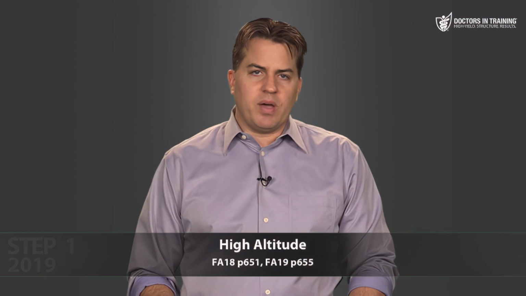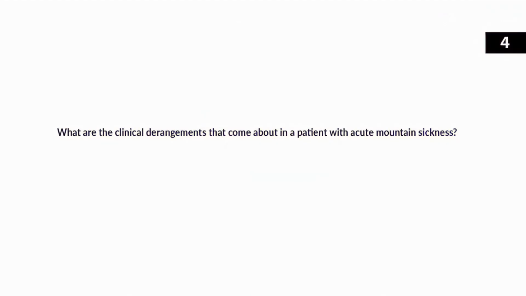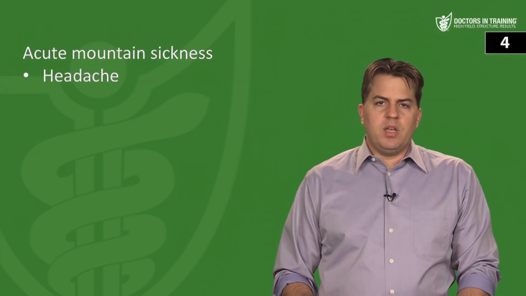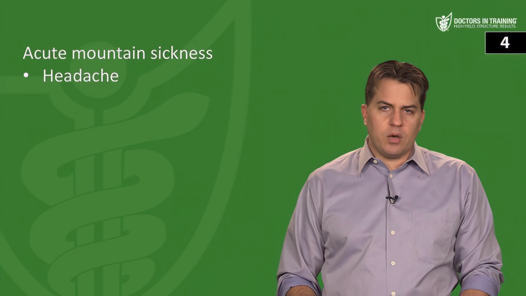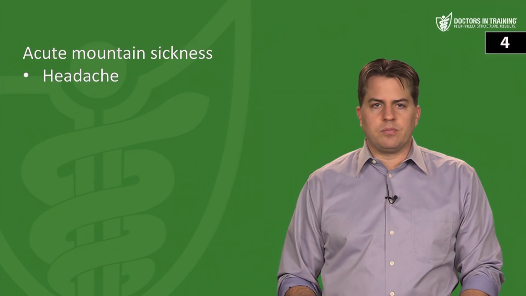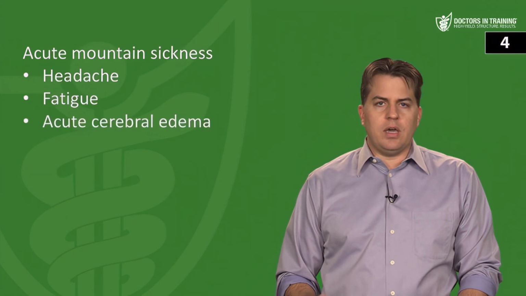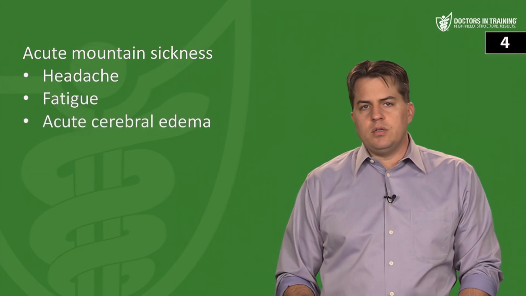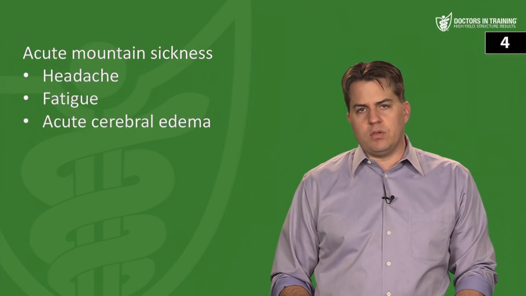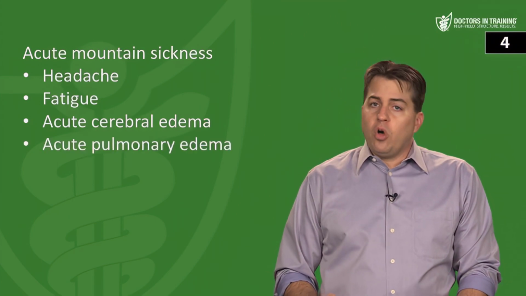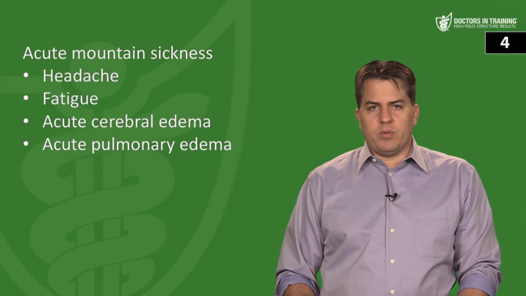So for example, some people that fly into Denver and then drive into the mountains might have some altitude sickness in the first couple of days. So take a look in your study guide. We have a question here. What are the clinical derangements that come about in a patient with acute mountain sickness? Many patients will have headache. Headache is the most common symptom of acute altitude sickness. Many patients will have fatigue, and potentially in extreme cases you can see acute cerebral edema due to hypoxia-induced vasodilation. And acute pulmonary edema may also develop in extreme cases.